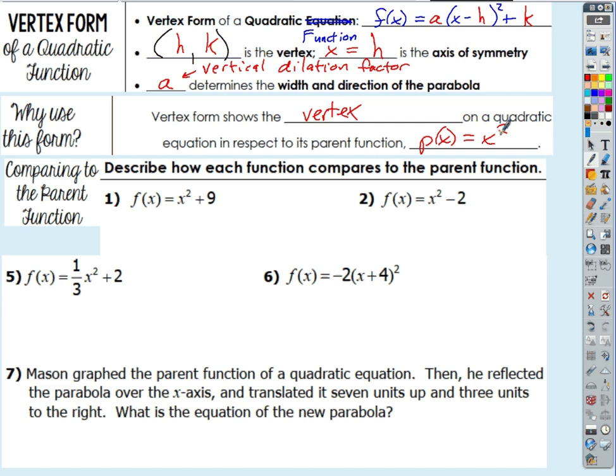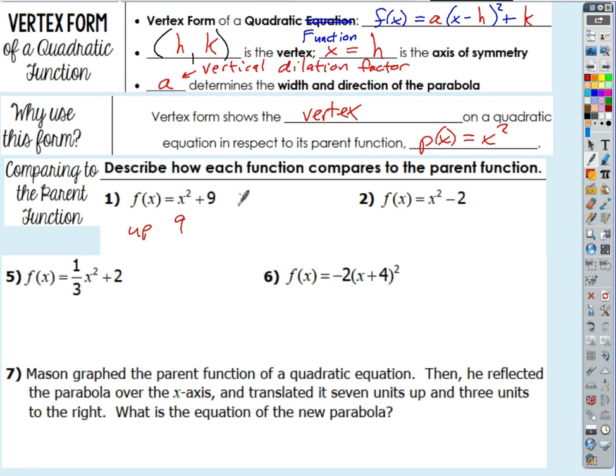Up and down, right? That's the vertical translation. So all this is doing here, in this example, is we're taking our parent graph and we're just going up 9, aren't we? Right, because k is positive 9. What about this one here? Down 2, because k is negative 2. Everybody see that? Let's write that.